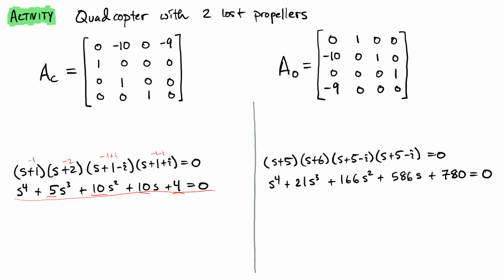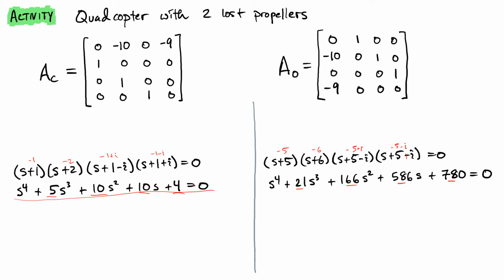Likewise, for our estimator, we wanted poles. Again, since this is our estimator, we want this to be a little faster, so these are going to be -5, -6, -5 plus I, -5 minus I, and I think this should be a plus. And so we multiplied those out in order to get these characteristic equation coefficients, which are going to help us place the observer poles and eigenvalues.